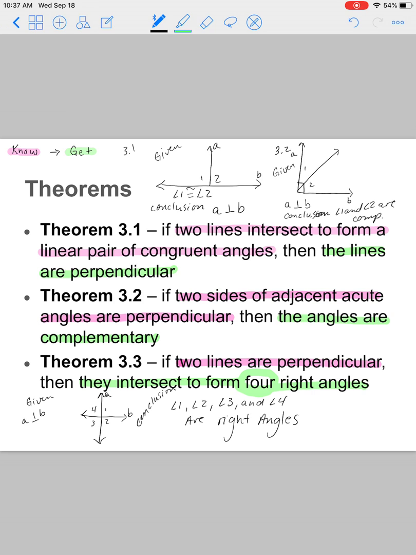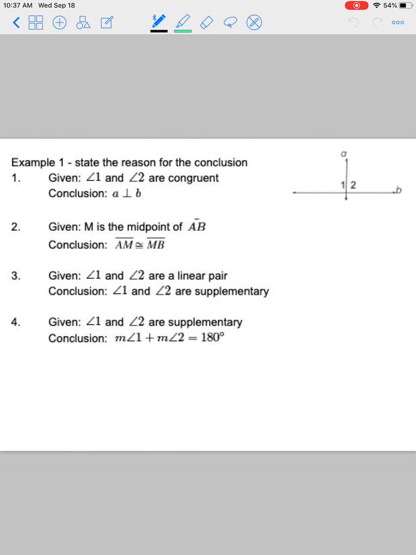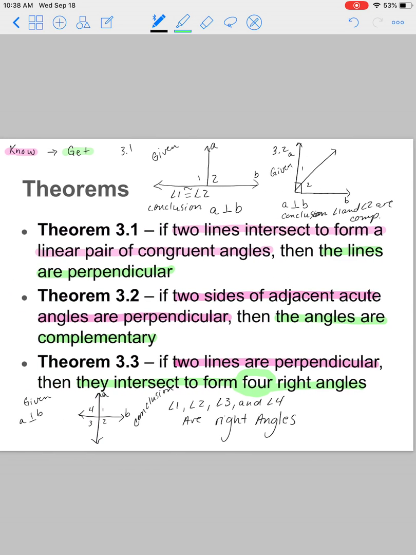So let's look at a few examples very quickly. So stating our reason, this picture over here goes with problem 1. So if we look at what we are given, we're given congruent and linear pair. And if we look back at what we just discussed, one of our theorems talked about having congruent and linear pair.